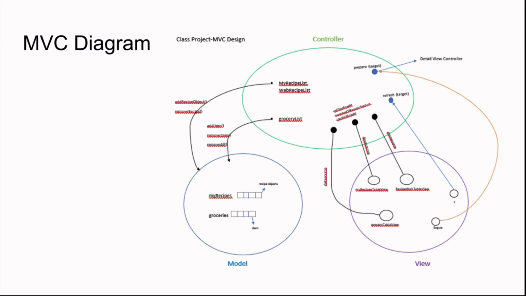But the objects are contained in the controller, and those objects that are in the controller call the model when you need to add a recipe object or add a grocery item. It calls the model, which has the data structures for a grocery list and a recipe list. In each of those, the recipe list and grocery list are an array of either a grocery item or a recipe item.